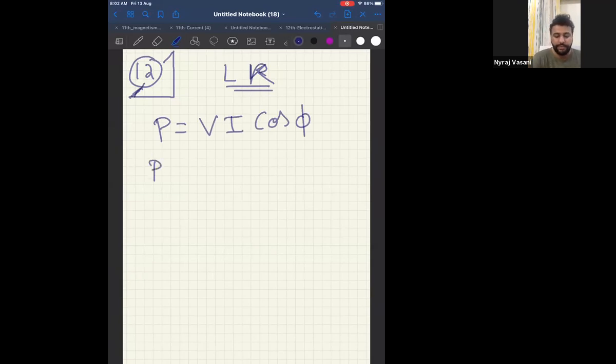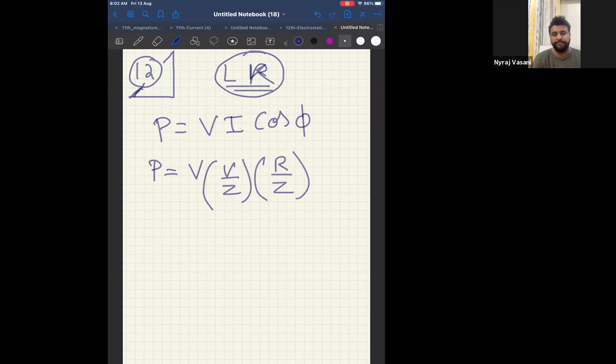Or can I say the power dissipated is, look at the screen, V as it is. Can I say current in this circuit will be V by Z? Why V by Z? Because it is an LR circuit. LR circuit means it has impedance because it has both resistance as well as reactance. And what is the cos phi formula? Cos phi formula is R by Z. Tell me, did you understand this stuff?